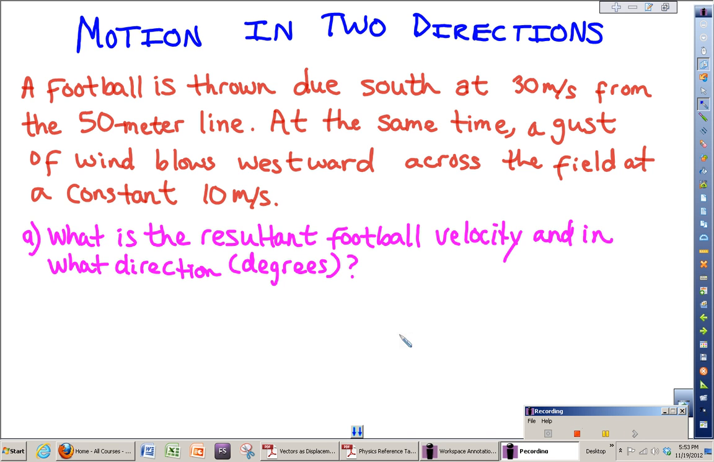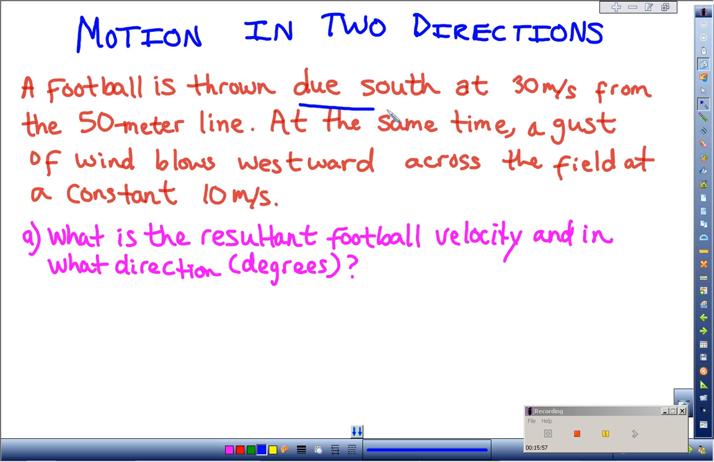For this next problem, I want you to realize it is extremely similar to problem number 2 on your most recent homework assignment, 4-3. But we'll do this example to give you more practice. In this case, we have a motion in 2 directions problem where a football is thrown due south at 30 meters per second from the 50-meter line.